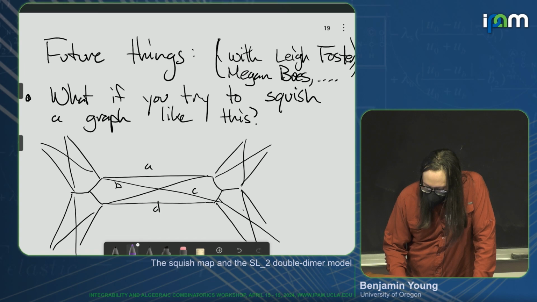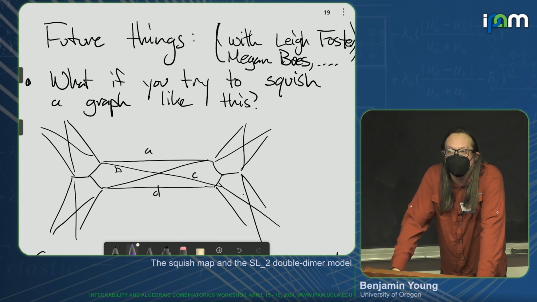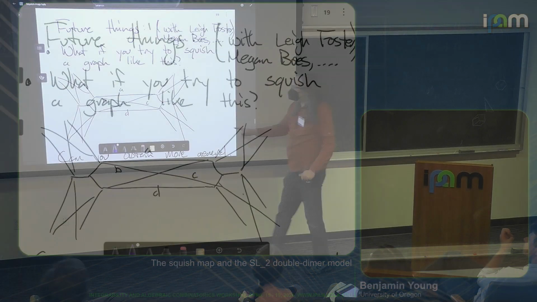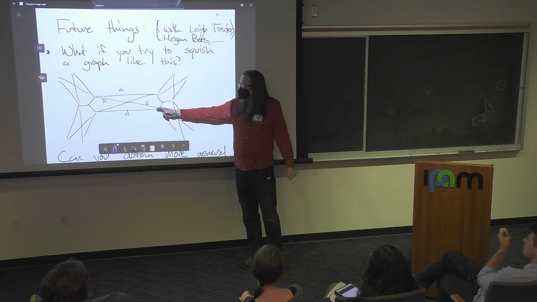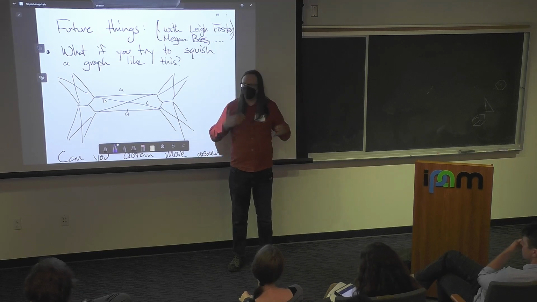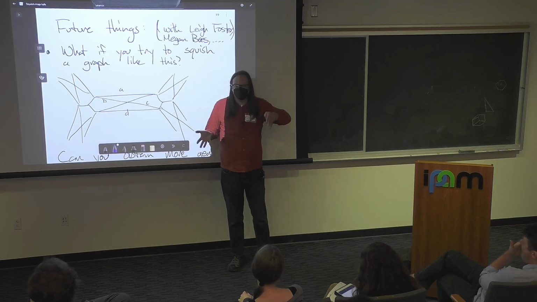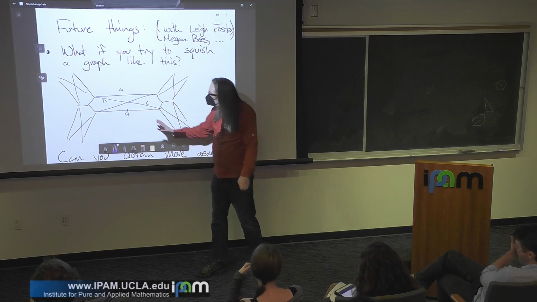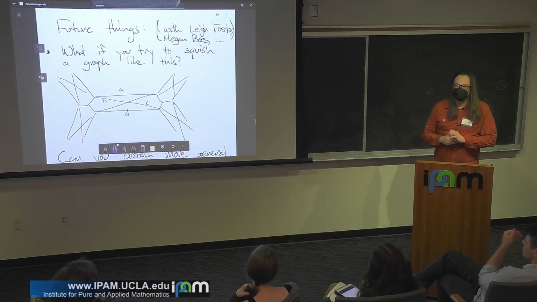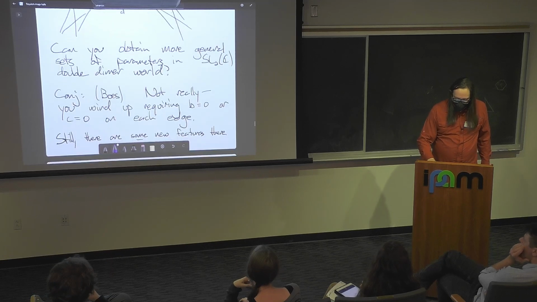Future things. So these are probably joint with Leigh and Megan Bose, who's a current PhD student at University of Oregon. So one thing we could try and do, you could try and squish a graph like this with the idea of maybe hitting more of the SL2C double dimer model. Let me say that this map doesn't cover the entire parameter space of the SL2C double dimer model. There's only certain things that it will hit. But what if you start with more places to put weights on the edges? Can you get fancier matrices? The answer seems to be no.